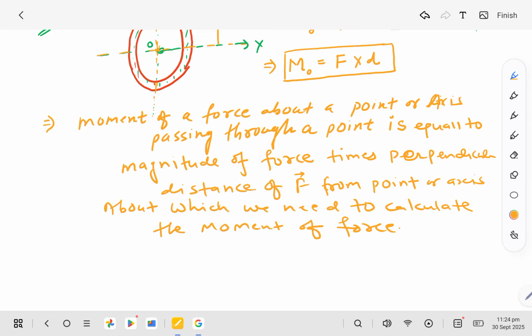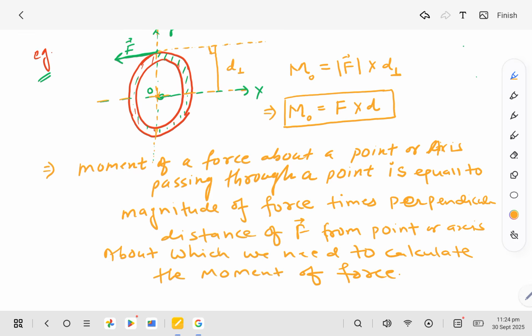Okay, so this is the simple mathematical formulation, and you can also write this expression in words. So the moment of force about a point or the axis passing through a point is equal to the magnitude of the force times the perpendicular distance of F from the point or axis about which we need to calculate the moment of force.